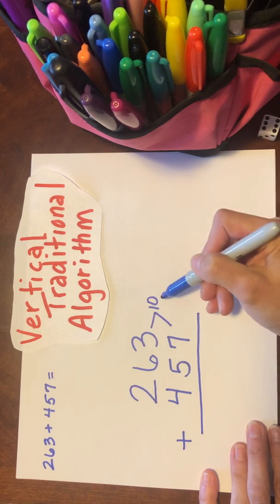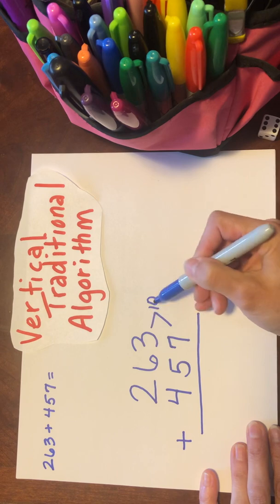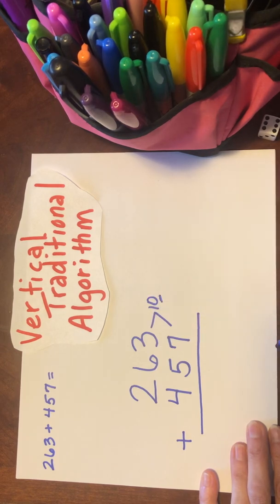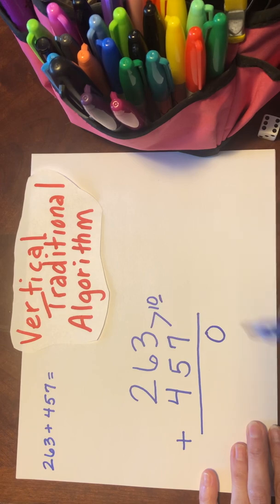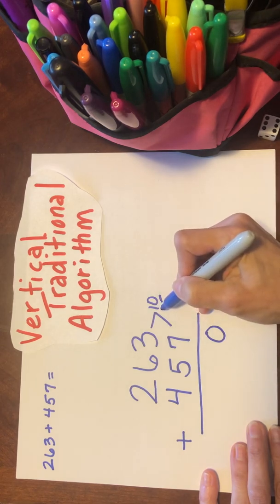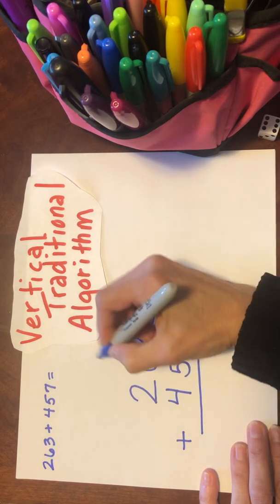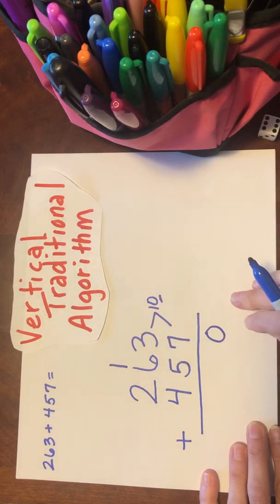I can't put 10 ones because 10 does not fit in the ones place. So I have to take my ones from my number 10, and my ones are this 0, and I'm going to put them in the ones. And then I'm going to take my tens from this number, which is 10, and I'm going to put it right into the tens, which makes sense. I'm going to regroup it into the tens.